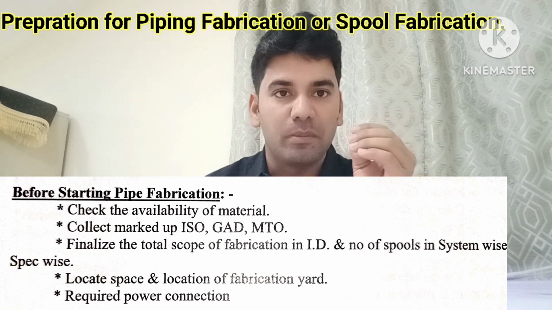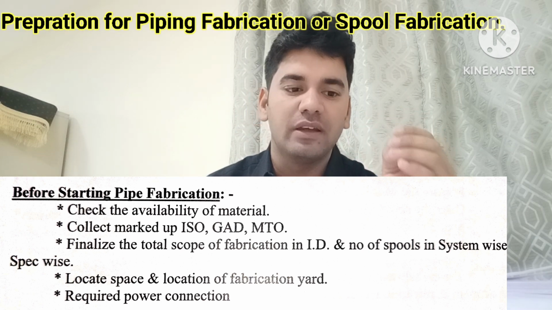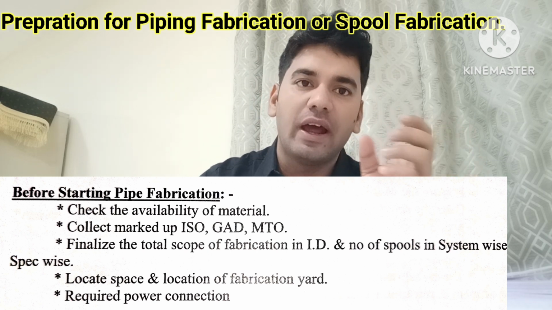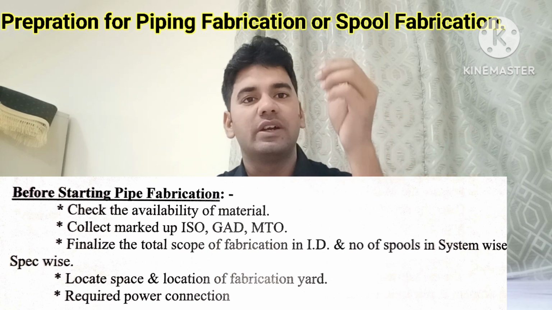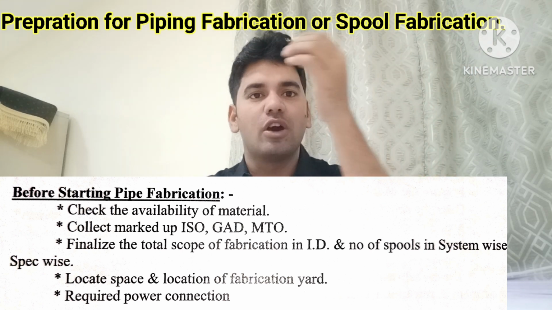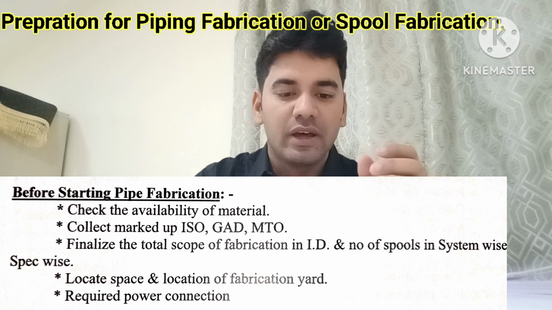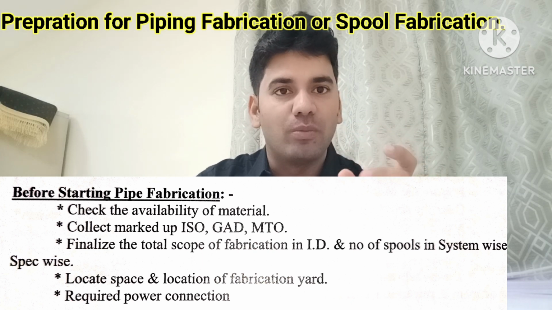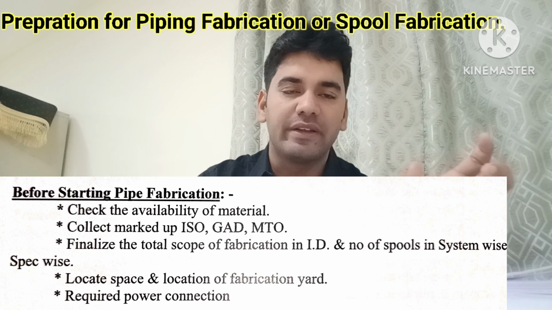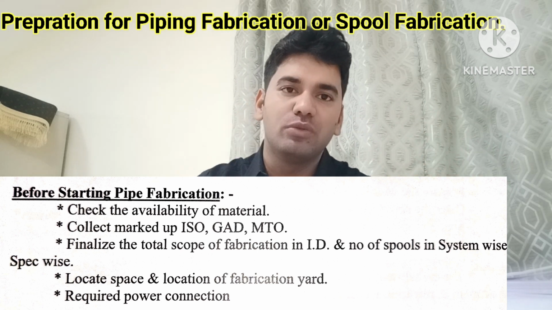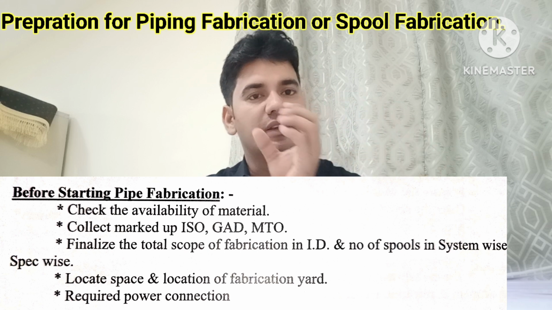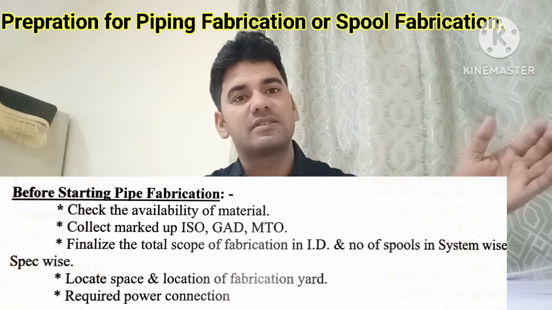Second thing is collect the marked-up P&ID, isometric and GTA, general arrangement drawing and MTO list. MTO means material takeoff. You take the material takeoff list from the client, showing how much material is available in our store. Next, finalize the total scope, the number of spools system wise, spec wise, meaning how many spools you need to fabricate, how many inch dia, and which material, like carbon steel, stainless steel, alloy steel.